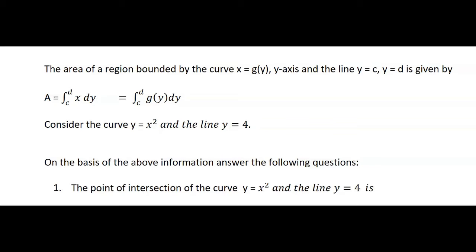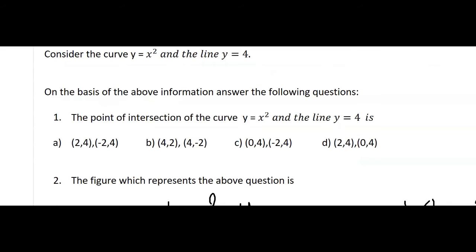Consider the curve y is equal to x squared and the line y is equal to 4. On the basis of the above information, answer the following questions. The point of intersection of the curve y is equal to x squared and the line y is equal to 4 is: A, (2, 4), (-2, 4); B, (4, 2), (4, -2); C, (0, 4), (-2, 4); and D, (2, 4) and (0, 4).